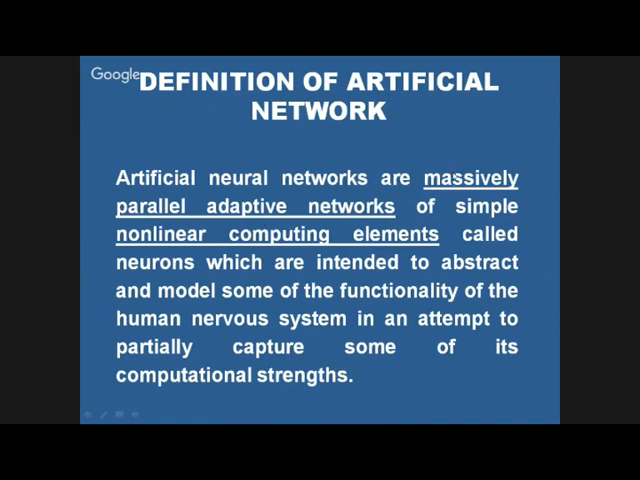There are four terms: massive, then parallel, then adaptive, then network. Of course it is a network because it consists of many neurons. Massively parallel means there is no sequential function. With the artificial neurons, all the neurons can work in parallel. Adaptive: it is very adaptive. The artificial neural network is adaptive in nature because any change of environment can be learned.